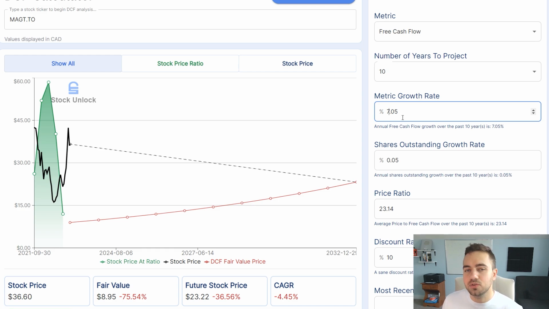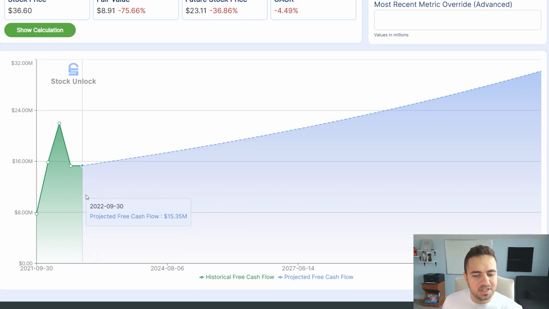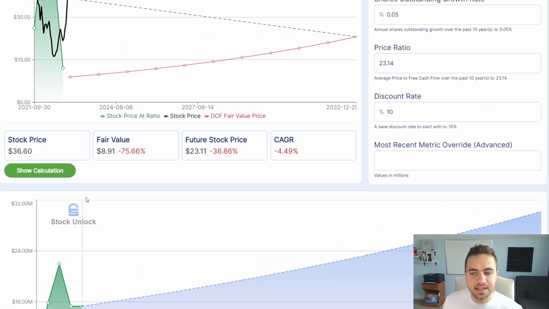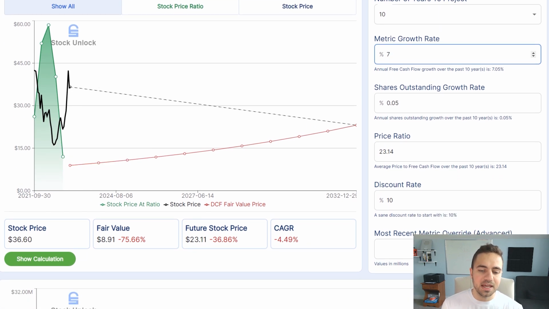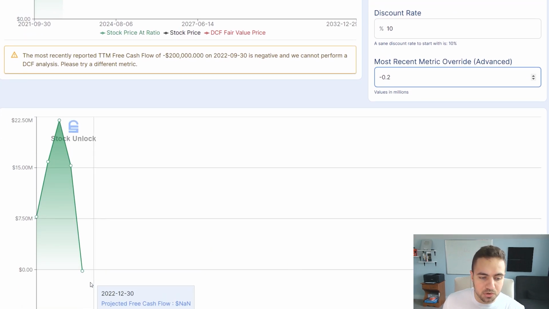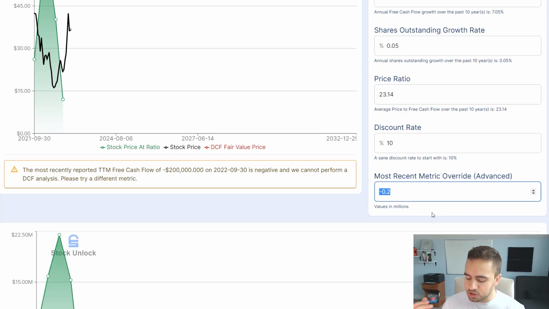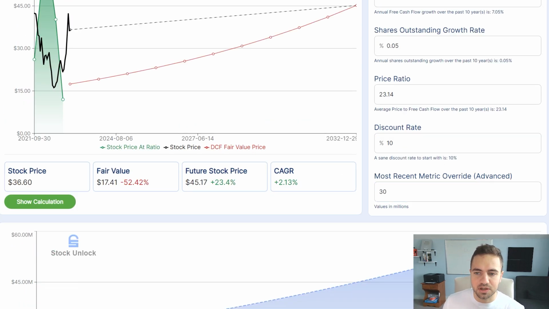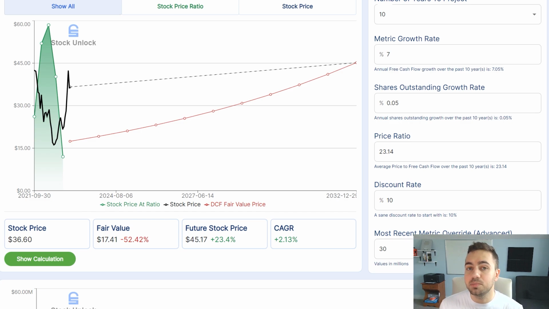So again, this is a brand new stock in the market. We don't have a lot of data on it, and we can see that the most recent free cash flow number is about $15 million, and I think that this should actually be higher because the company has a 92% gross margin. And on other businesses with a 92% gross margin, they usually have about a 40% free cash flow margin. So I am going to override this most recent metric right here, which was the 15 million, and I'm going to put in about $30 million in free cash flow because I think this is what the company could be producing right now if it was not so heavily focused on growth and plowing all of their money into growth.